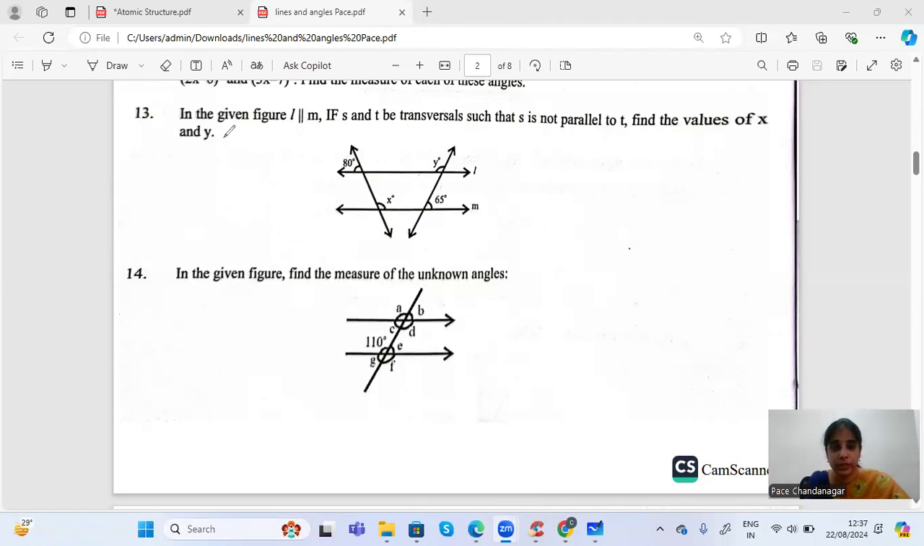Right. Now coming to question number 13. Now observe what is given here. L is parallel to M is what is given here. So let me take the parallel notation. L is parallel to M and T is the transversal. So this is T and F. These are two transversals which are given, wherein this is S and this is T, right? So S is not parallel to T. Observe these two are going this way. So S and T are not parallel. Now the question is to find the value of x and y.